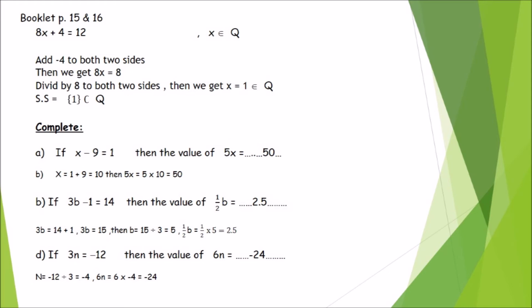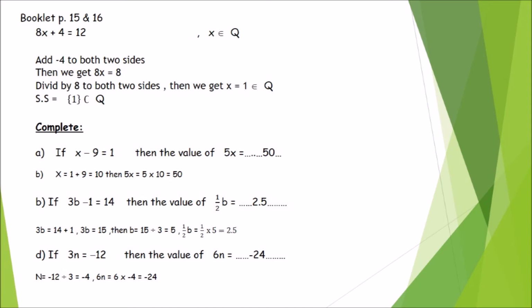Next question, if 3b minus 1 equals 14, then the value of half b. So we have to get b first. So 3b equals 14 plus 1, 3b equals 15. Then b equals 15 divided by 3 equals 5. Then half b means half multiplied by b. It will be half multiplied by 5 equals 2.5.